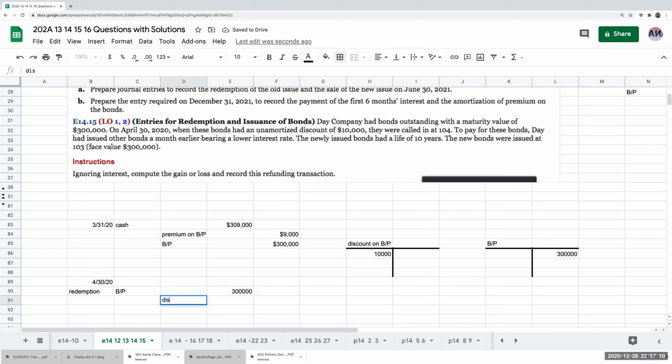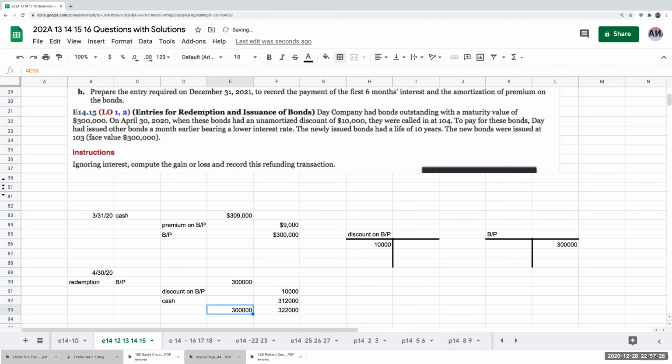I'm going to credit discount on bonds payable. Over here at 10, I had to pay cash at 104% of the amount. So this is going to be 312,000. So over here, my total debits are 300,000. Total credits are 322. To balance this, I have a loss on redemption of bonds payable. So that is going to be the loss on bond redemption. And let's see if I did this right. Hopefully I did, so I don't have to redo the video.